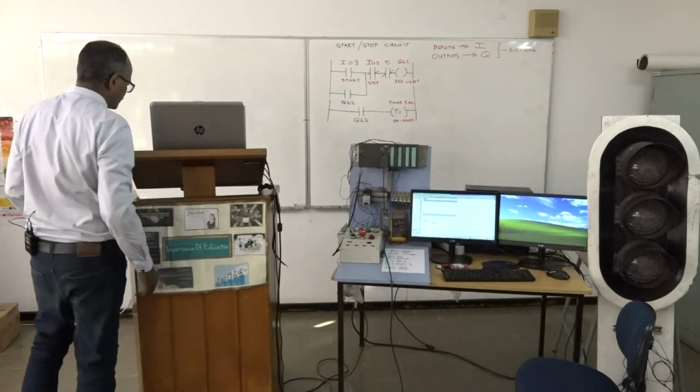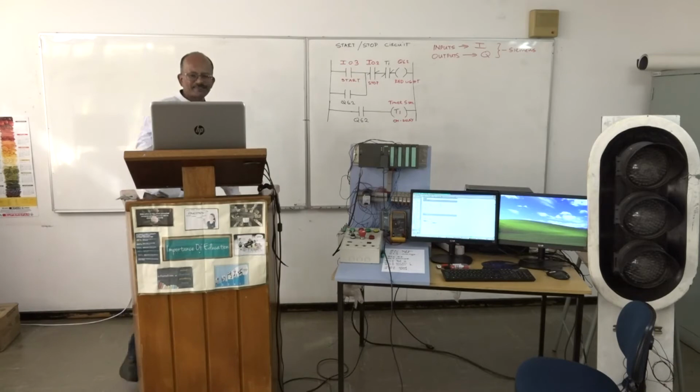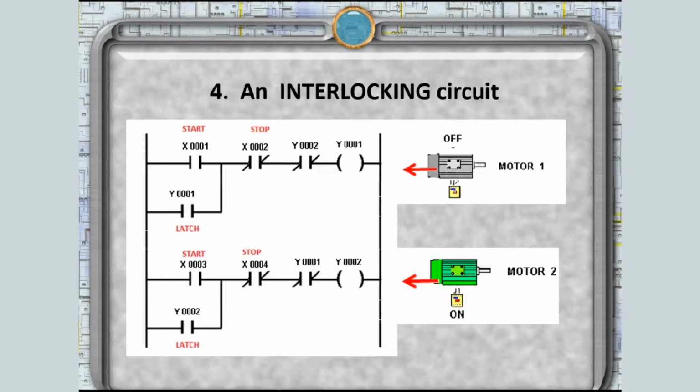Now, the fourth circuit that we said we were going to discuss is your interlocking circuit. Interlocking circuits are used especially where you want to keep something off as a security measure. That means I can't turn it on unless something else is turned off. And we discussed that you can have two motors and only one can run at a time, and if one is on, the other is going to go off.